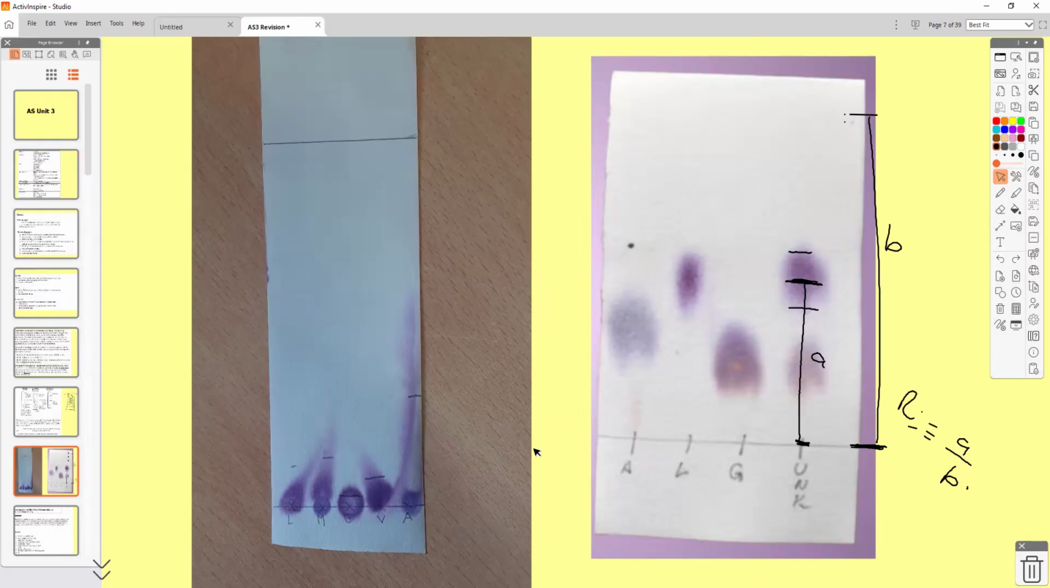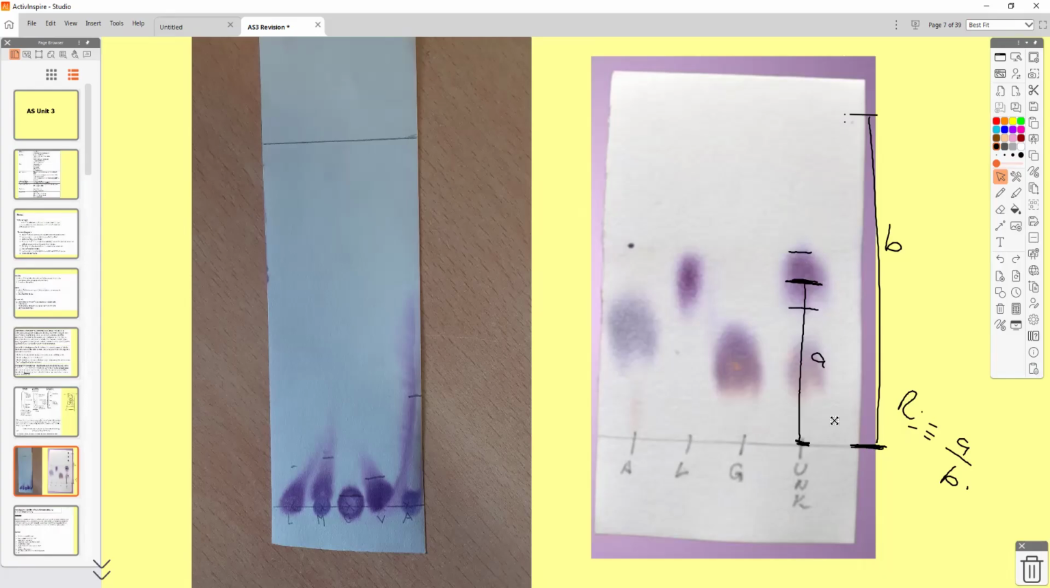Okay, and then from that you can calculate what are called RF, or residual factor values. Okay, and the RF is always less than 1. Okay, and you generally measure the top and the bottom of your amino acid, sorry. You measure that, divide it by 2, and take the center line. Then you measure that center line down to your origin line, or your pencil line at the bottom, okay, where you've put your concentrated spot of amino acids. You take that line and then you divide it by the distance moved by the solvent.